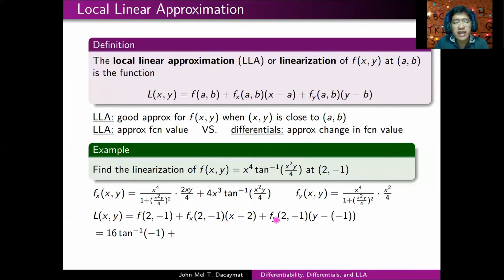Yung f of (2, negative 1) is 16 tangent inverse ni negative 1. Pag pinlug-in ko kasi si 2 sa x to the 4th, I get 16. Tapos, itong loob ng tangent inverse, yung x squared y over 4, ay magiging negative 1. It's 2 squared times negative 1 over 4. It's negative 1.